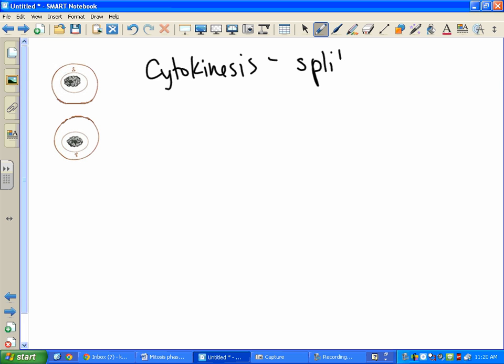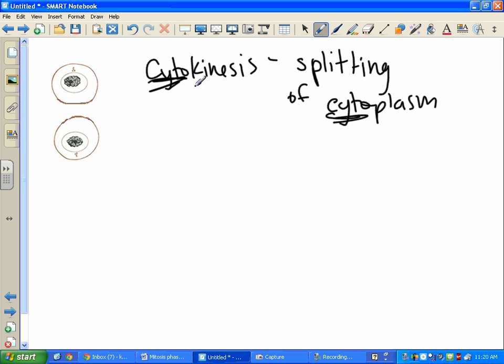So splitting of the cytoplasm. So look, cytokinesis splits the cytoplasm. Kinesis means movement, like a kinetic energy or something. So this is the cell is moving apart. So now you have the whole cell separate.